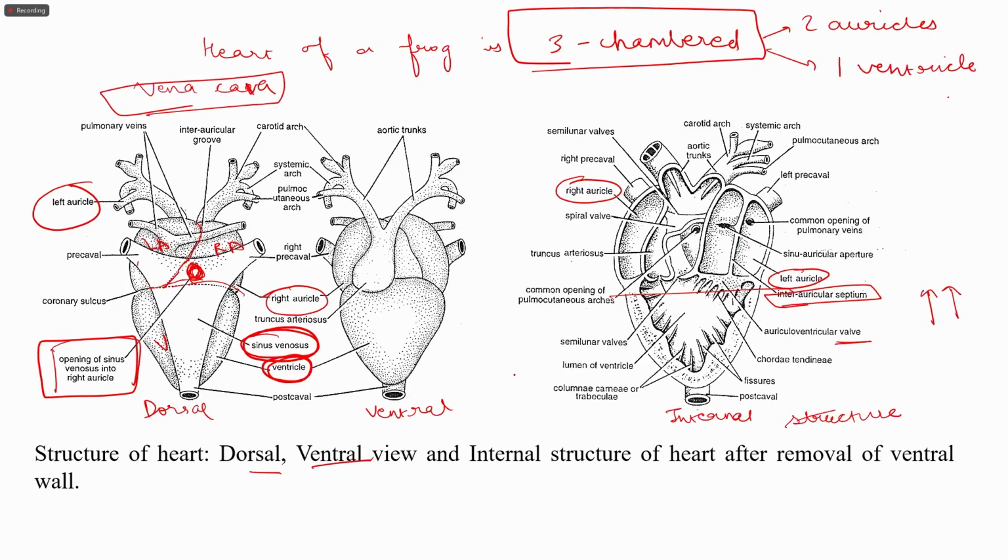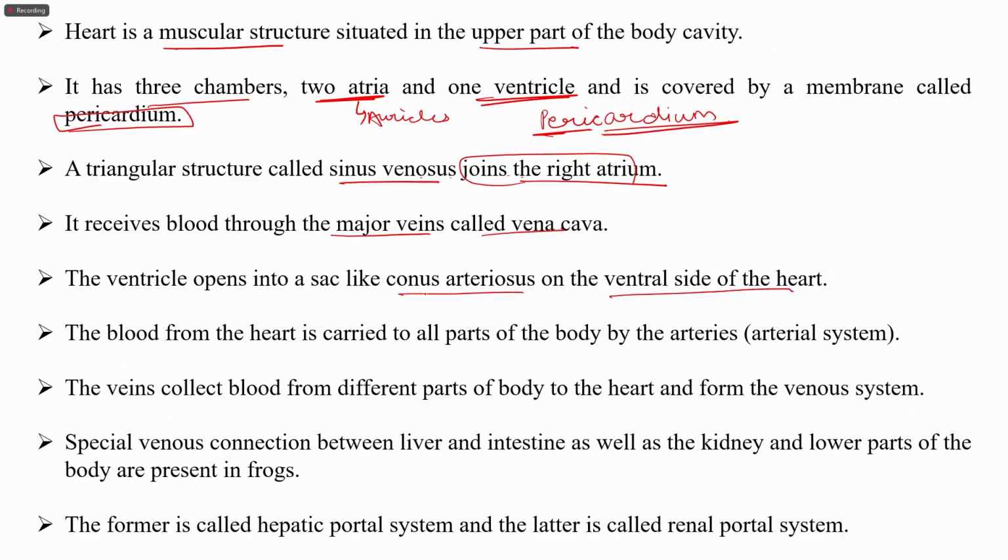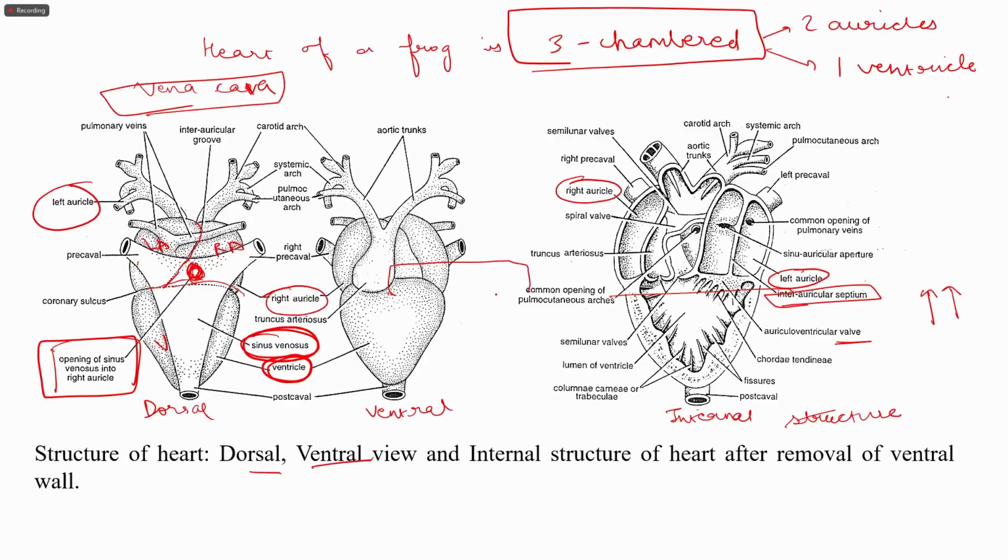The ventricles open into a sac-like conus arteriosus on the ventral side of the heart. You can see here that we have the opening of the ventricles, which is the conus arteriosus, present on the ventral side of the heart.